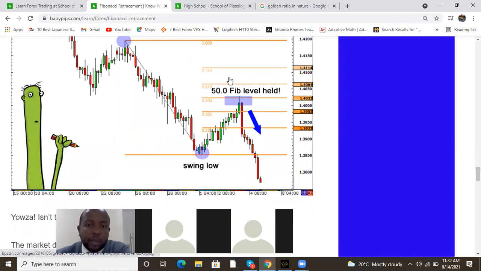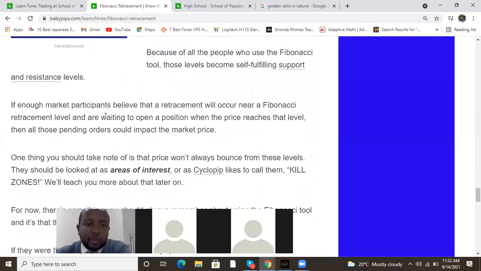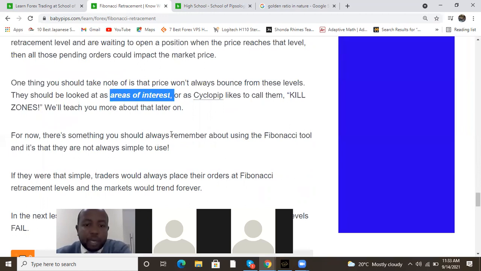You can see it was going down. Now 50 was acting as our resistance. Price was trying to go up, but then the bulls were overwhelmed by the sellers, the bears, and the price had to fall down. Fibonacci is very, very important. One thing you should take note of is that price won't always bounce from these levels. They should be noted as areas of interest, or what we call kill zones, whereby we are looking at any potential breakout up or down.